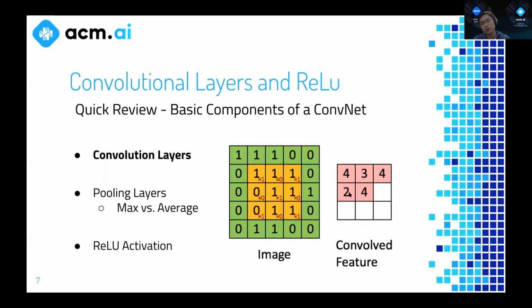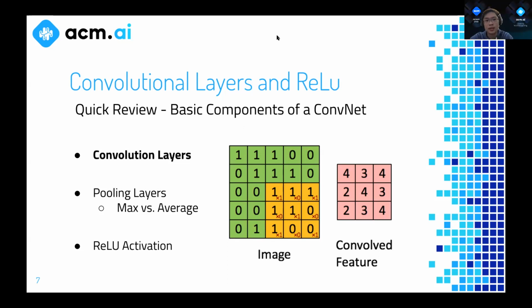And then the output would be your convolved feature or just a feature map. So what this feature map represents is like a heat map of your feature. So if you see a 4 here, that means there's a pretty good match between the feature represented by your filter and the top left corner of this image here. Whereas if you have a 2 like here or even at the bottom, then that means there's not that big of a match.